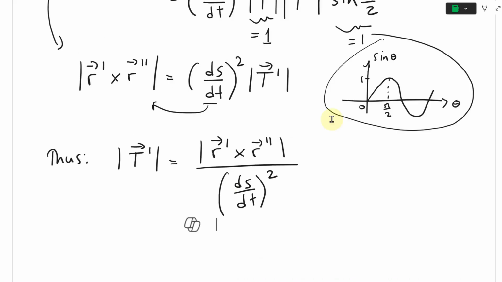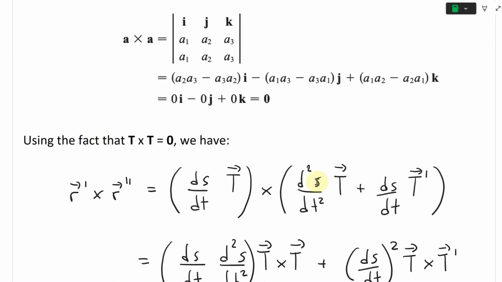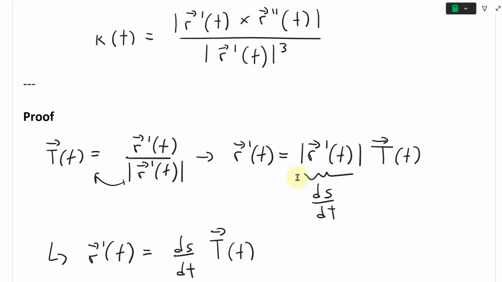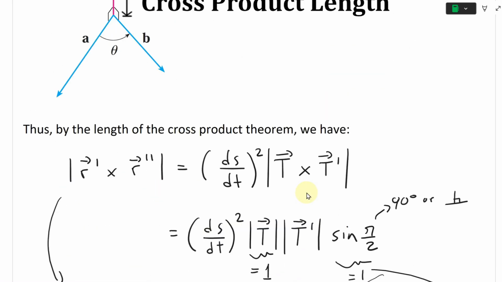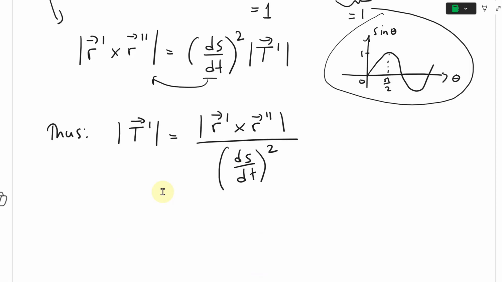And we already know what ds over dt is. From the beginning of the proof, we showed that ds over dt is equal to the magnitude of the derivative of the vector function, the length of that. That came from part 1 of the fundamental theorem of calculus. It's just the integrand inside the integral of the arc length function. So this equals the magnitude of r prime of t.